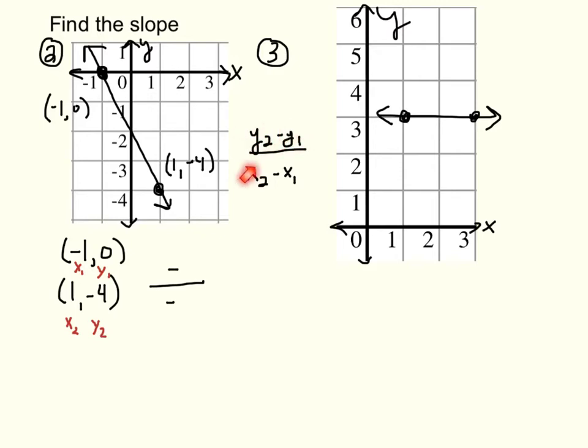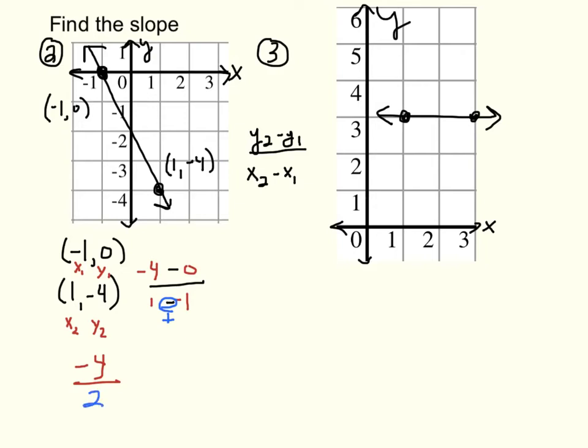Once again, all I'm doing is taking this and plugging in my numbers. So y2 is -4, y1 is 0. The x's go on bottom. Once again, the second numbers, the y's, go on top. Subtract them. The first numbers, your x's, go on bottom. So x2 is 1, x1 is -1. So -4 minus 0 is -4. Remember, the negative gives you a plus, so 1 plus 1 gives you 2.